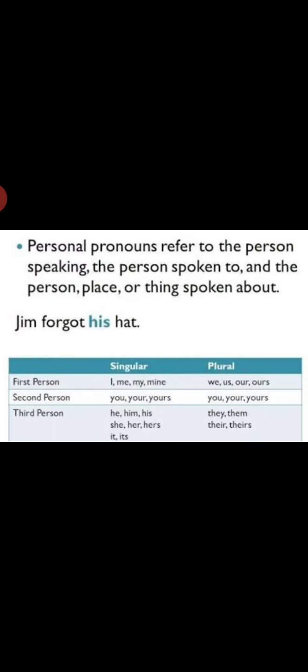When it is used as a subject of the verb, it is called nominative pronoun. And when it is used as an object of the verb, it is called objective pronoun. Have a look at the chart given in this picture, so things will be more clear to you. See the first person, second person and third person. Go through this chart.